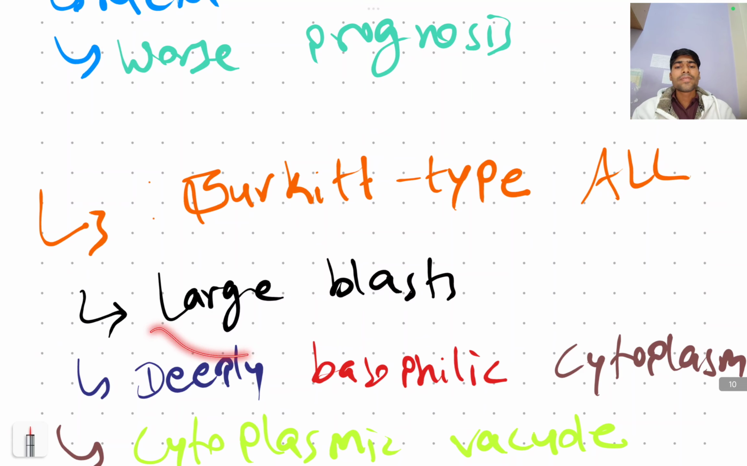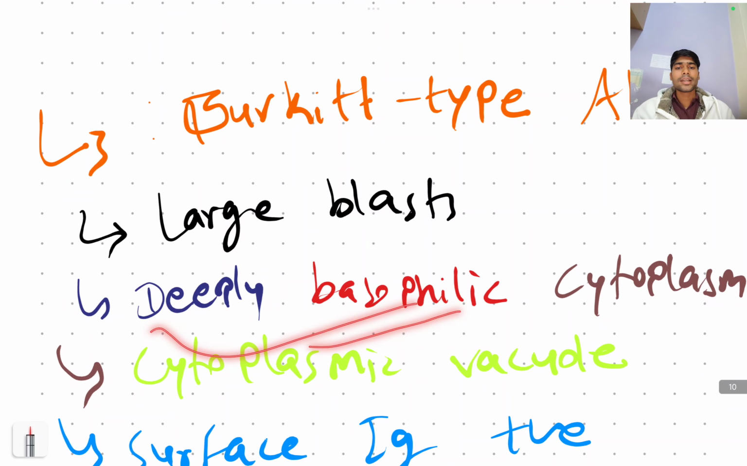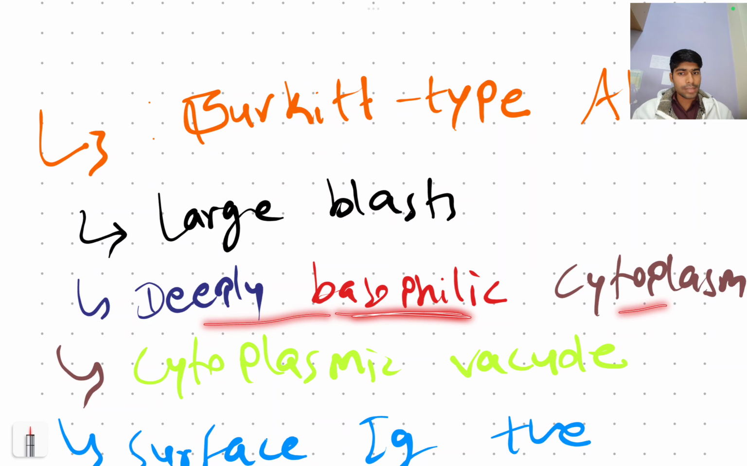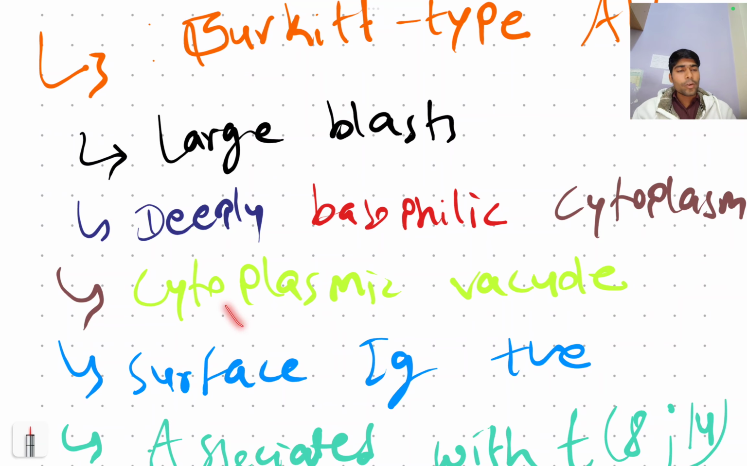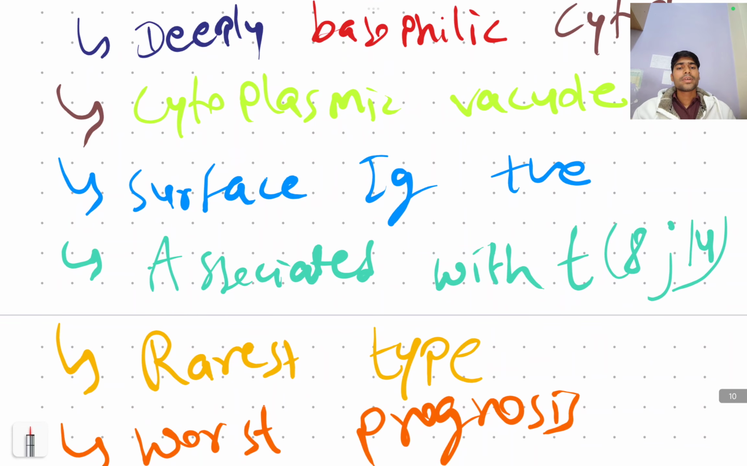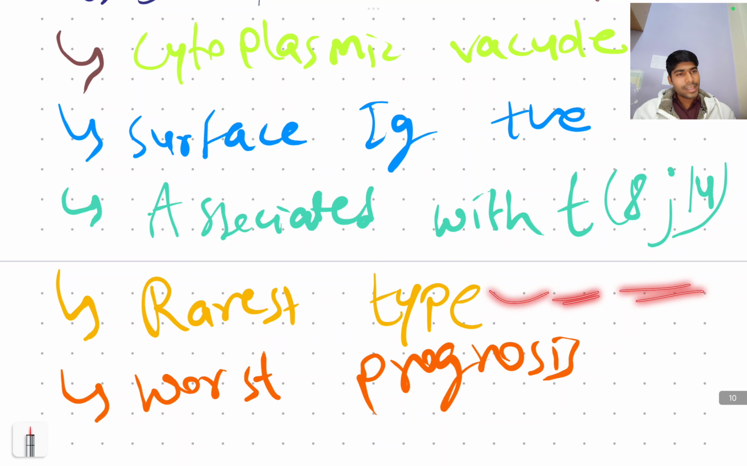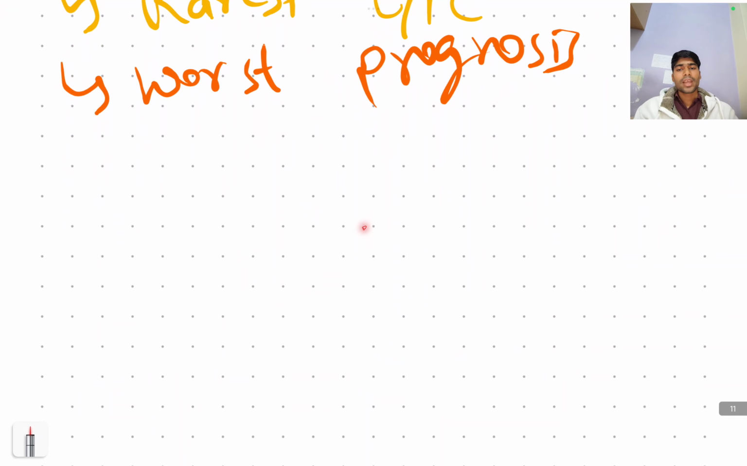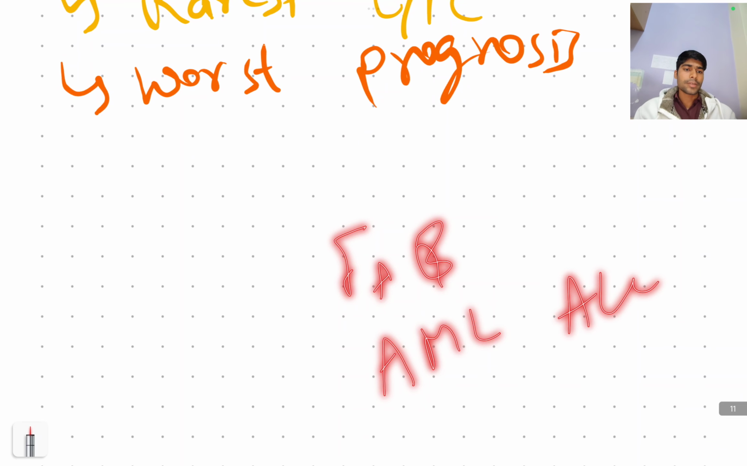All right. And there are very large blast cells, with deeply basophilic cytoplasm, and there are cytoplasmic vacuoles. All right. And surface immunoglobulin test is positive. Then after, the translocation which happens here is t(8;14), and it is the rarest type, and it has the worst prognosis. So that's all from my side on the topic of FAB classification of AML and ALL.